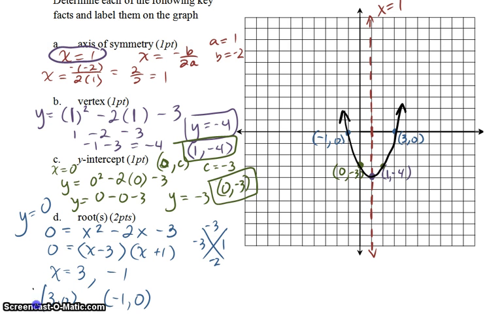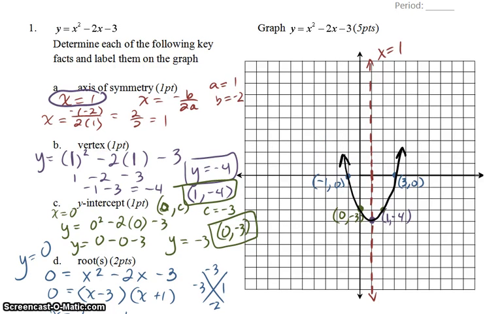This is a 10-point quiz. I've labeled everything on my graph. I've plotted everything. I've done all the work over here to back it up. This is exactly what the quiz looks like. It's the directions. The only difference is, of course, it's a different equation, but this is what it should look like. And so if you do this, you will have a perfect quiz.